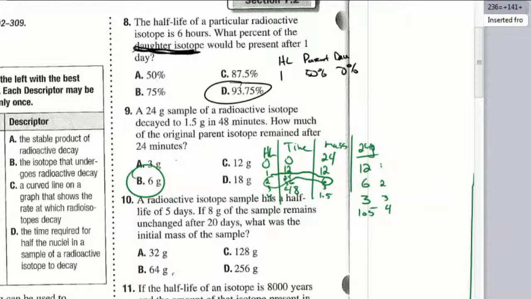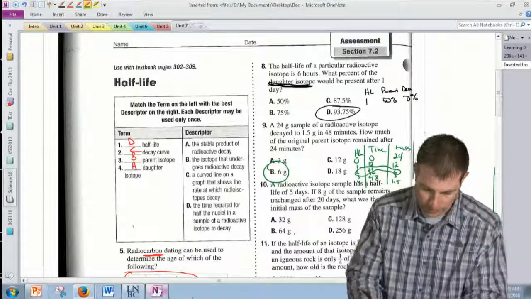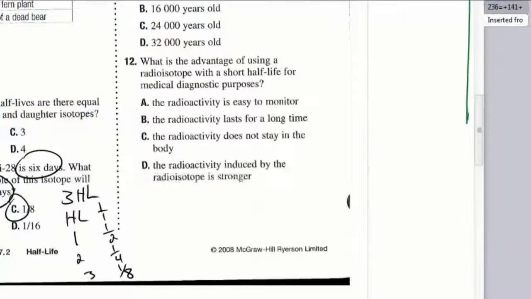Definitely a hard question. Kind of a lot of thinking involved there, but these little tables will help you out if you draw them properly. And then for number 10, you guys said, you got A for 9, 10 is B perhaps.